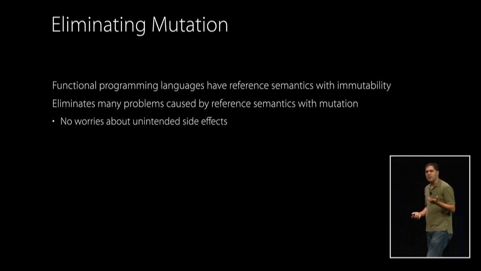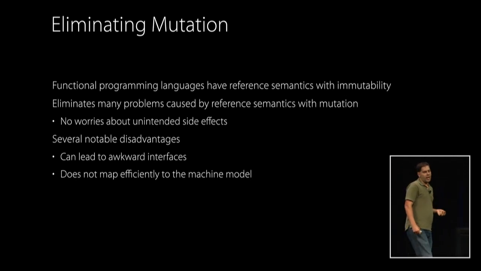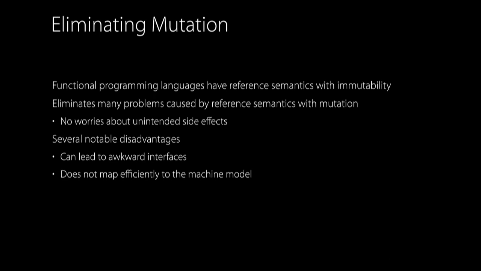The problem is that immutability has some disadvantages. It can lead to some awkward interfaces. And part of this is just the way the languages work. And part of this is that we're used to living in a world where we can mutate things. And we think about state and mutating state. And so thinking in a purely immutable world can be a little bit weird for us sometimes.